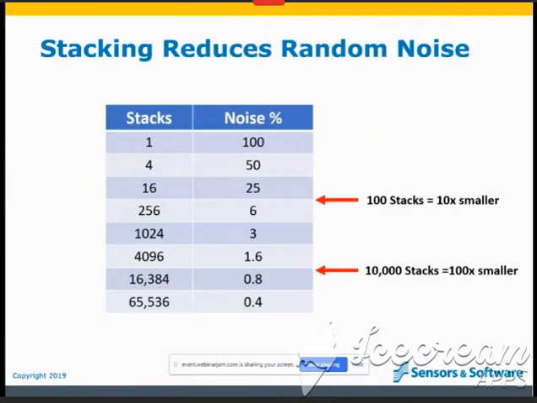Stacks available in sensors and software GPR systems. Stacking data 100 times reduces the noise level 10 times to 10% of the noise at one stack. Stacking the data 10,000 times reduces the noise 100 times to 1% of the noise at one stack.